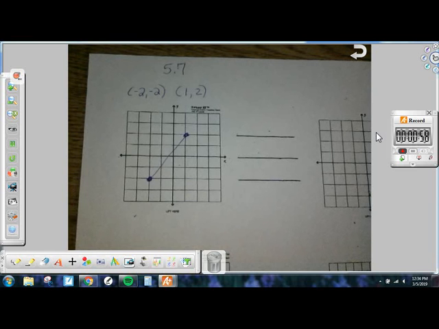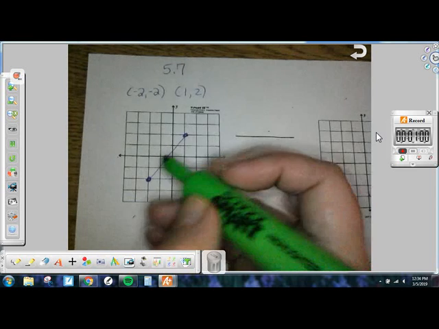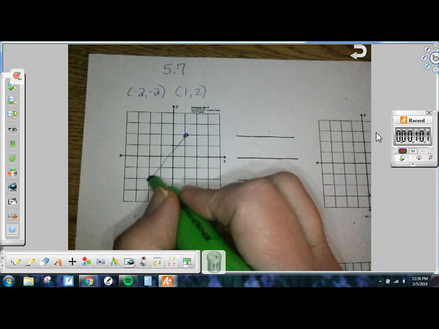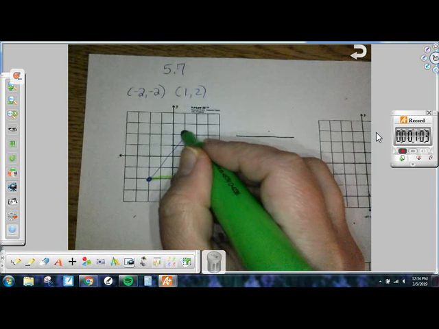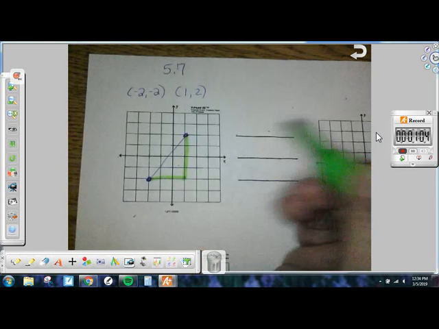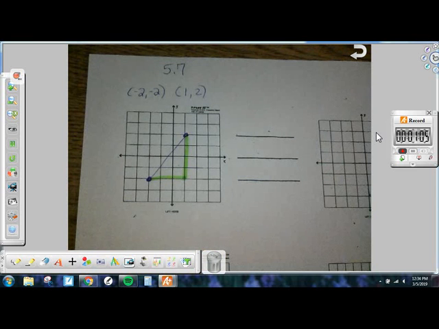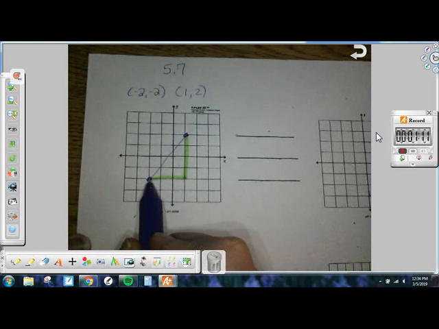Starting here, I'm going to count the boxes for the leg. 1, 2, 3, 4, 5. And down 1, 2. So what am I going to write for my equation? 5 squared plus 2 squared equals c squared. Thank you. And 5 squared plus 2 squared is? 29. 29 is c squared. Then I'm going to take the square root of 29. And I'm going to get? Very good. So c equals 5.4. We are rounding to the 10th place.